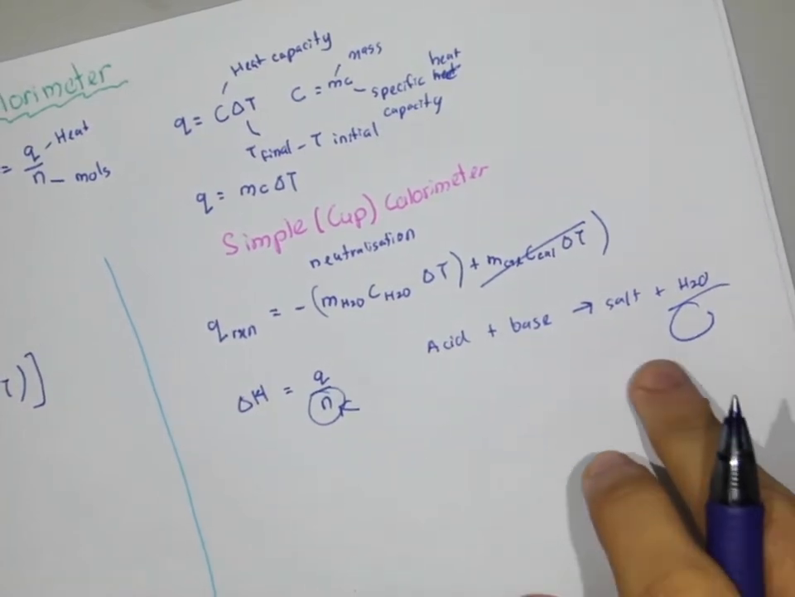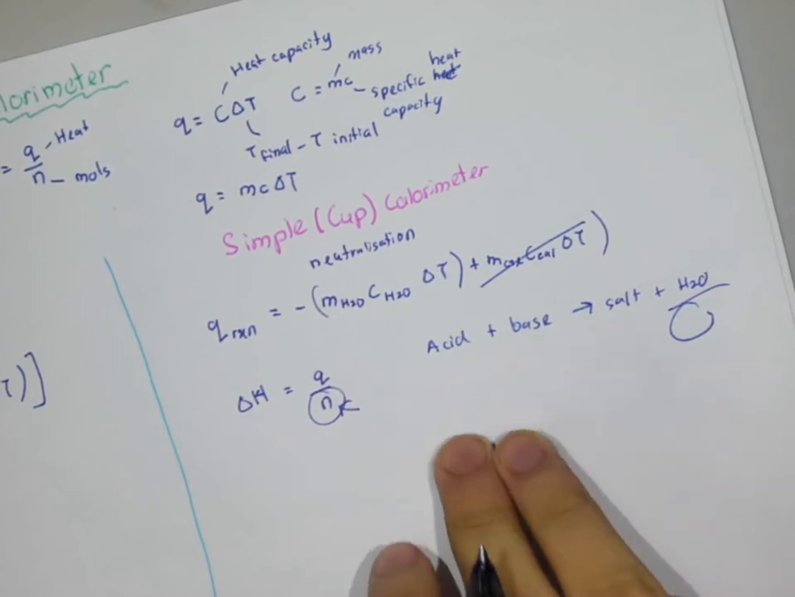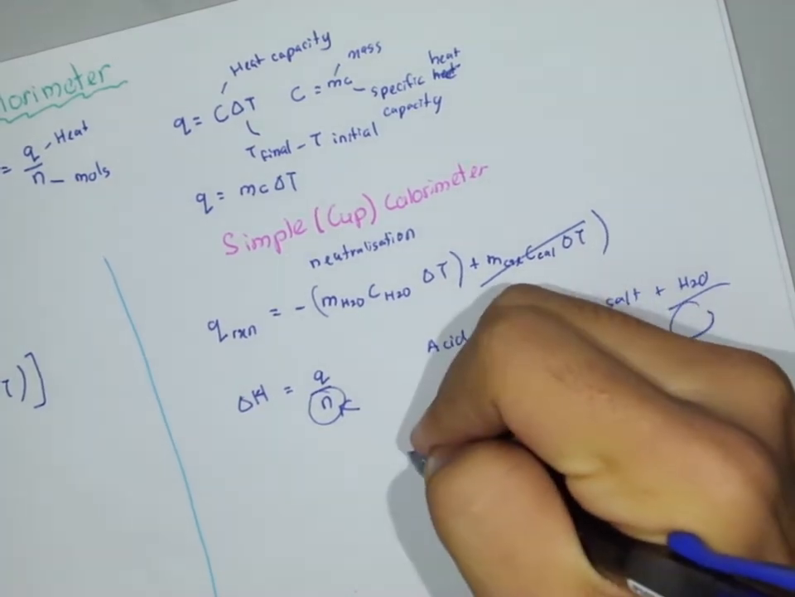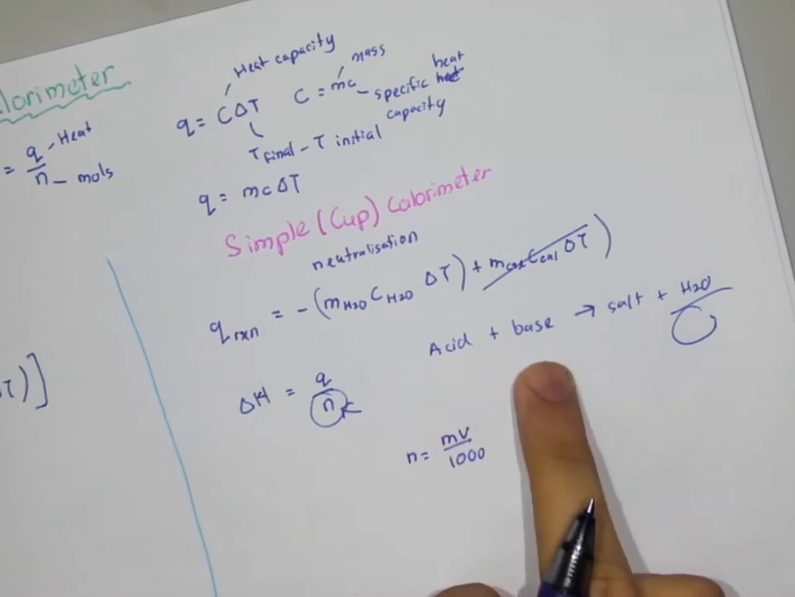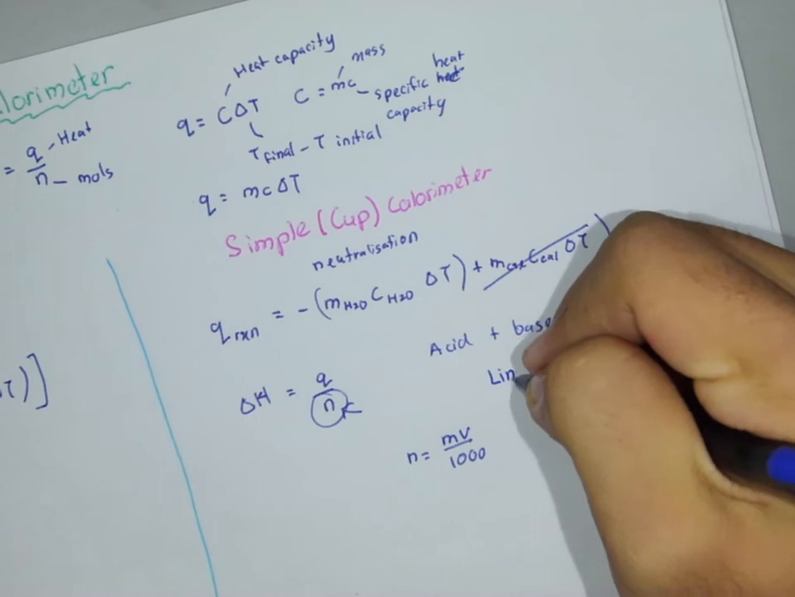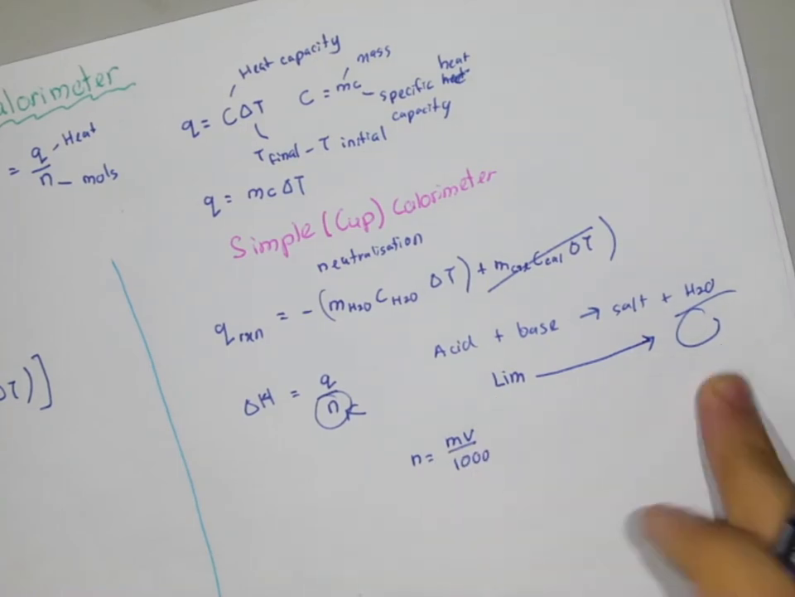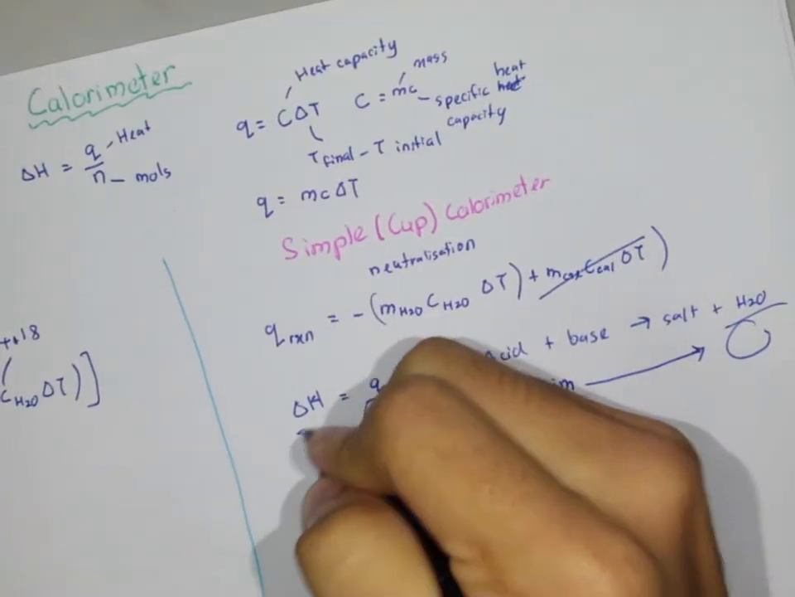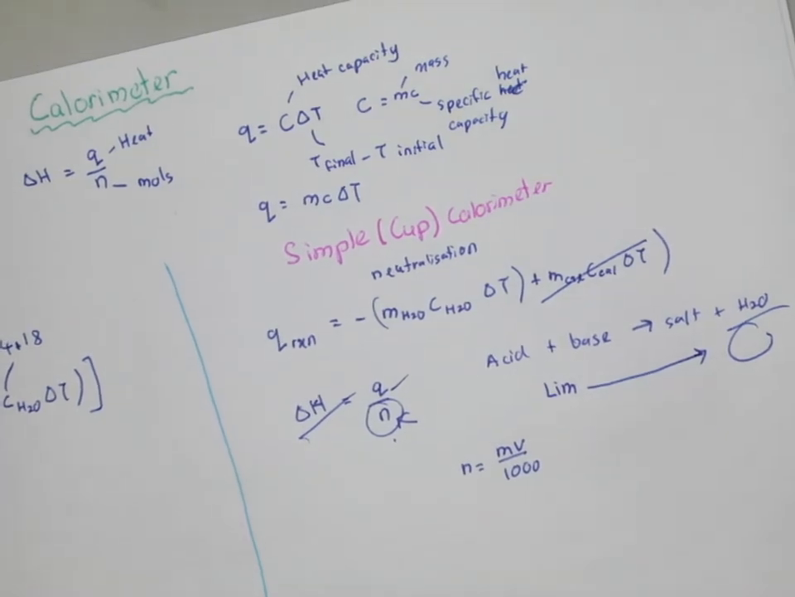But where do we get these moles from? Obviously from the acid and base. For neutralization we always use n equals MV over 1000. Find the limiting reactant and the excess, because the limiting reactant is the one that contributes to the moles of product. From the limiting reactant, you know its moles, you can find Q from above, and you should be able to find the enthalpy of neutralization for the simple cup. So that is for calorimeter.